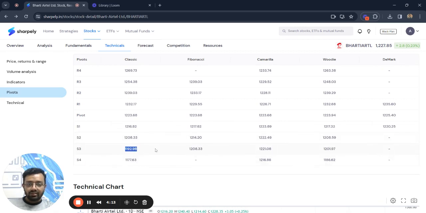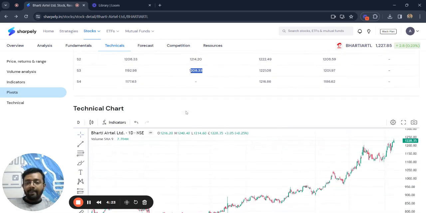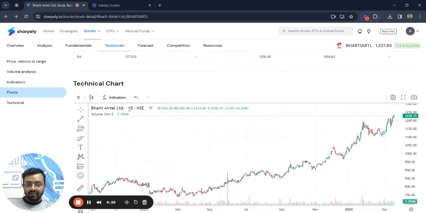You can use these prices and mark them on the chart, so that you can plot horizontal lines and mark your support and resistance levels. Now the final part here is the technical chart.